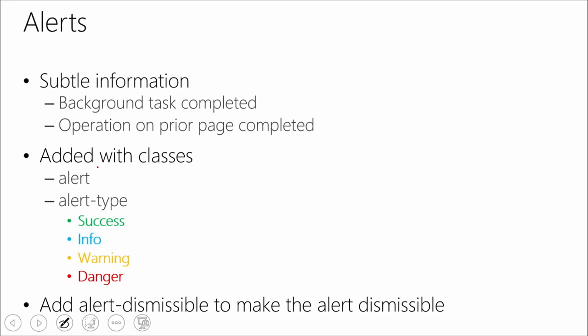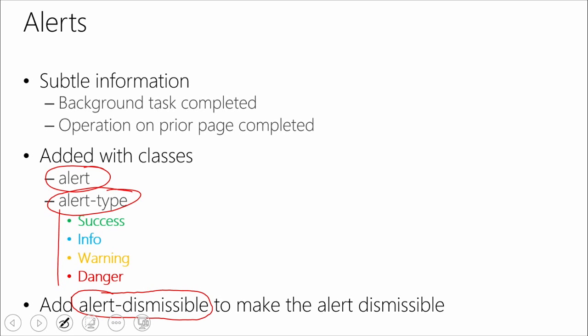Now, stop me if you've heard this before. In order to set this up, all that I need are classes. And there's really just two main classes that I'm going to need here. Number one is alert, and number two is alert type. And you'll notice that we've got success, info, warning, and danger with all of the different colors that are listed there. And you also have the ability to make the alert dismissible, meaning that if the user clicks on it, it will disappear by just adding on the alert-dismissible class.